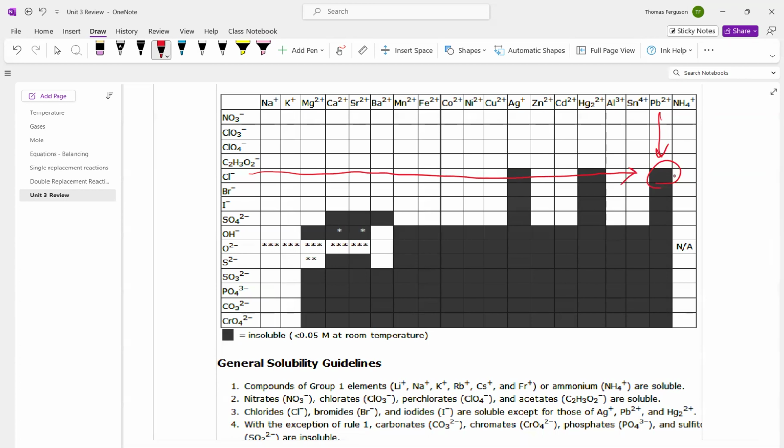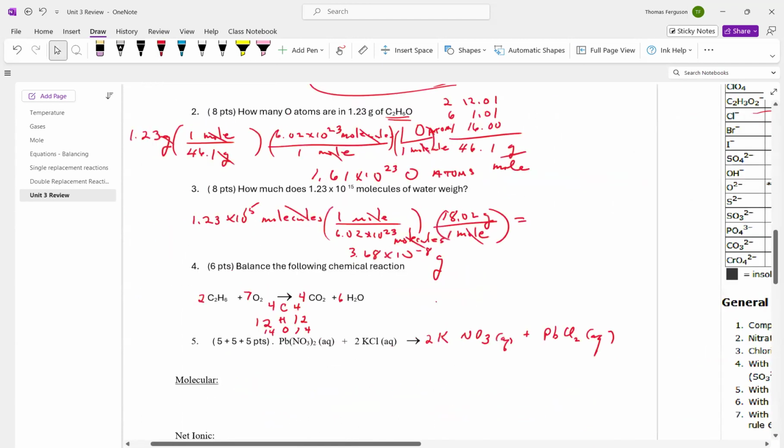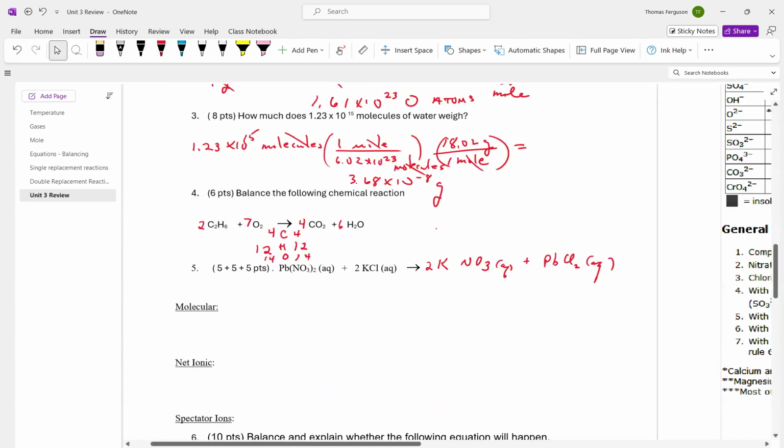So that means we're going to get a lead chloride solid or precipitate. Does everyone see why we're getting a lead chloride solid? Because the intersection is black. So instead of AQ, this needs to be S for solid. Okay, so that's the molecular equation.